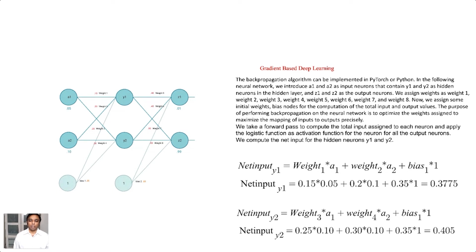Similarly, in order to compute your hidden layer neuron y2, you again take the weight of each neuron, and you compute weight 3 multiplied by a1, plus weight 4 multiplied by a2, plus the bias 1 multiplied by 1. That will give you the net input of y2. So we have calculated so far the net input of y1 and the net input of y2.